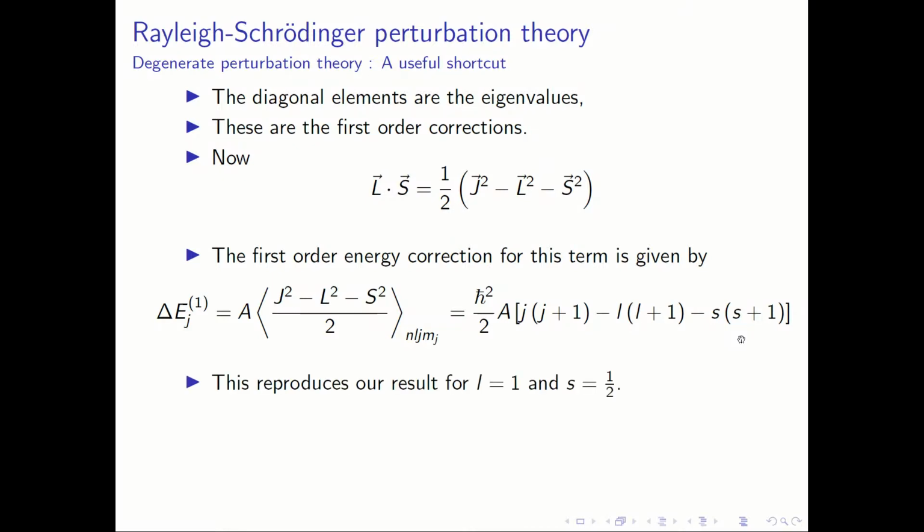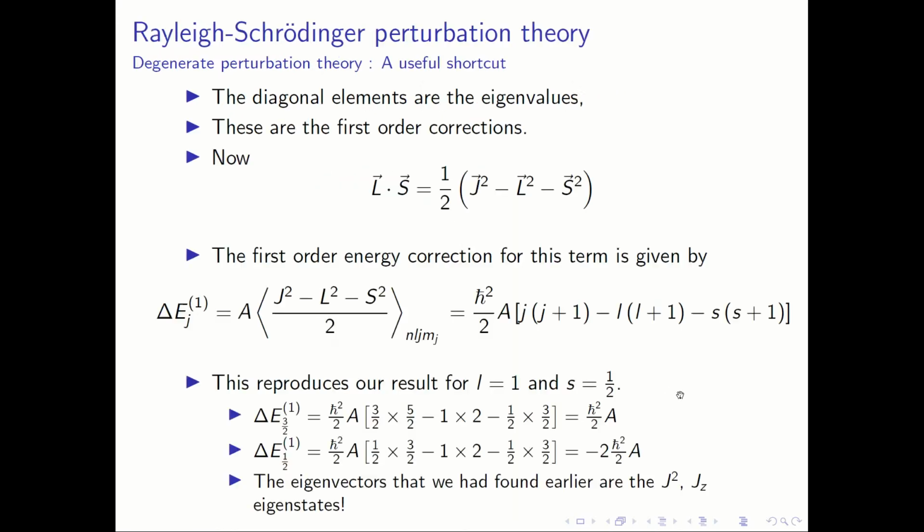And if you put in L equal to 1 and S equal to 1/2, you can easily see that there will be two cases. J equals 3/2, for which, if you just use this formula, you will get an energy shift of h cross square by 2 into A. Simply putting in 3/2 for J, so 3/2 into 5/2 minus 1 into 2 minus 1/2 into 3/2. On the other hand, if you put in J equal to 1/2, this changes to 1/2 into 3/2, the calculation goes in the very same manner, and you end up with minus 2 h cross square by 2 A. So these are the two energy shifts, remember, that we figured out by direct calculation a while ago.